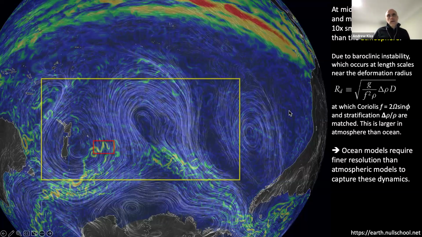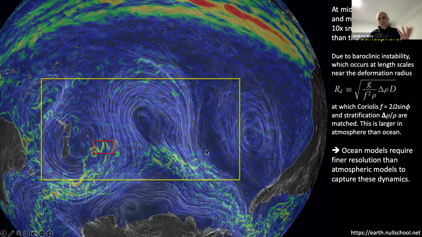So these high and low pressure systems in the atmosphere are equivalent to these little eddies in the ocean, but they're at a very, very different scale. Okay. So there's something like an order of magnitude different in scale. And there's actually a dynamical reason for that.